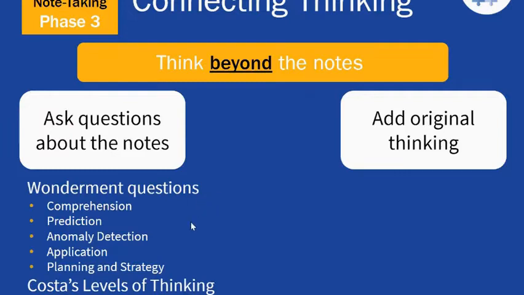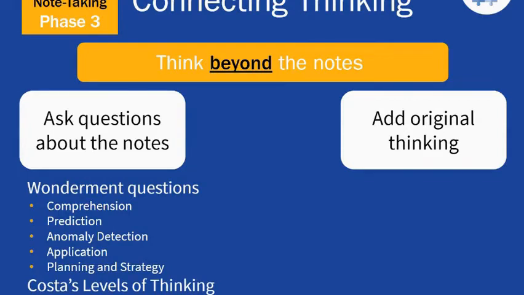So when you ask yourself questions, it could be wonderment, maybe it's comprehension, saying you don't understand. Maybe if we're talking about a historical event, you can predict what's going to happen. You can also detect anomalies. So basically, if you think something's weird, you can go ahead and point that out too. You can think about how you'll apply it, and you'll also think about planning and strategy.